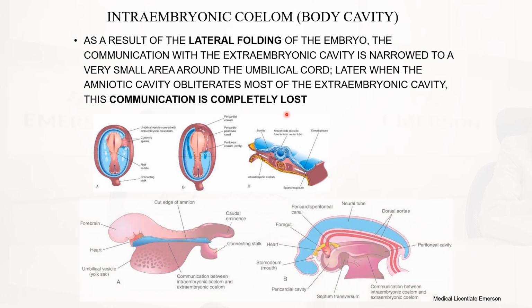Okay, so this was one of the things we mentioned. As a result of the lateral folding of the embryo, the communication in the extraembryonic cavity is narrowed. After it has been narrowed, you find that it's narrowed to a very small area around the umbilical cord. Then later, when the amniotic cavity obliterates most of the extraembryonic cavity, that's when the communication will be lost.